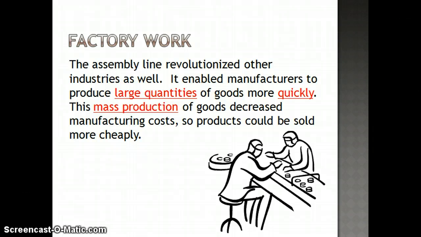This assembly line revolutionized other industries as well. It enabled manufacturers to produce large quantities of goods more quickly. This was known as mass production, and it decreased manufacturing costs so that products could be sold more cheaply.